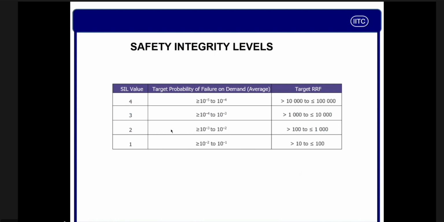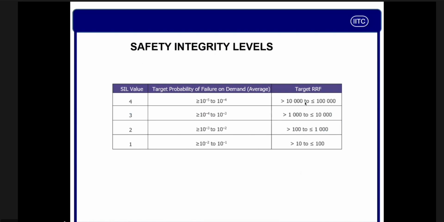So guys, if you see this table, we will start from the bottom. The first column is the SIL value. The bottom SIL value is SIL 1. SIL 1 has a target probability of 10 power minus 1 to 10 power minus 2. The RRF is 10 to 100. That means when the RRF comes to 10 to 100, it will automatically qualify as SIL 1. If the RRF goes to 100 to 1000, it will be 10 power minus 2 to 10 power minus 3. It is SIL 2. When the RRF goes to 1000 to 10,000, it qualifies as SIL 3, 10 power minus 3 to 10 power minus 4.